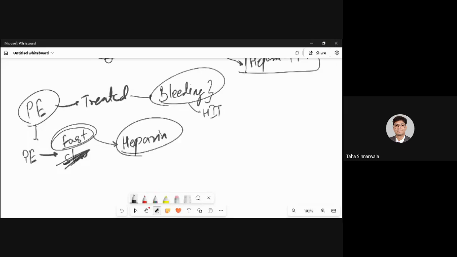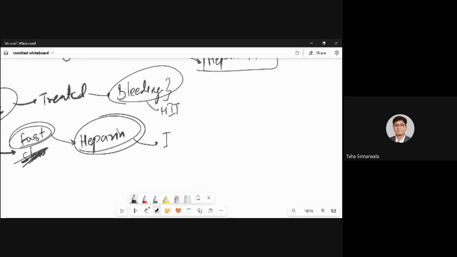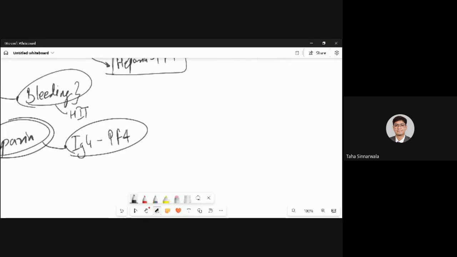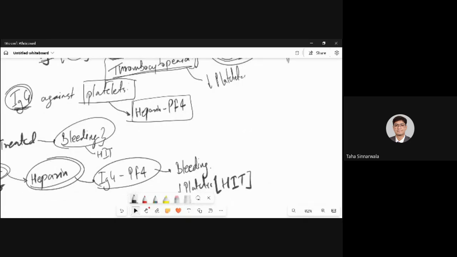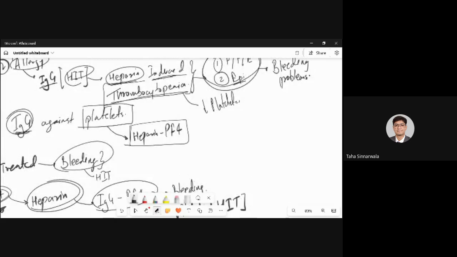Now, if you give someone heparin, they can develop an immune complex, which is IgG against platelet factor 4. And this complex will then lead to bleeding. Why? Because you have low platelets. And this condition is called HIT. So any questions about HIT, heparin-induced thrombocytopenia?